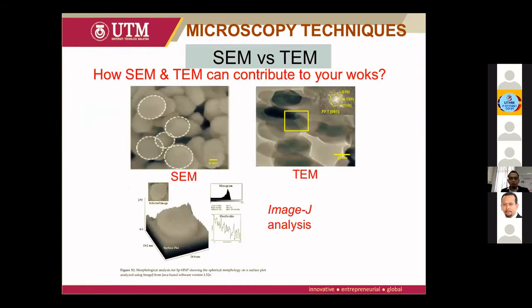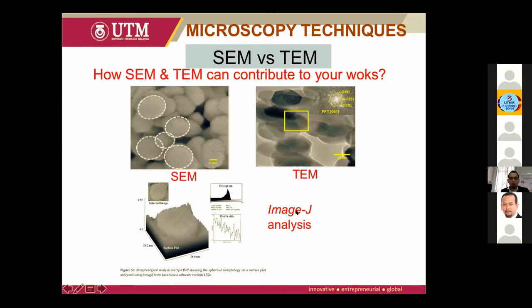Okay, how can both SEM and TEM contribute to yours? Remember that I need to prove the spherical structure of the nanostructured hematite. When we analyze the TEM, we know that the hematite forms in the rhombohedral structure. But when we see it on the SEM, it's actually spherical. And to give a strong justification of the spherical structure, we do an analysis called ImageJ analysis.